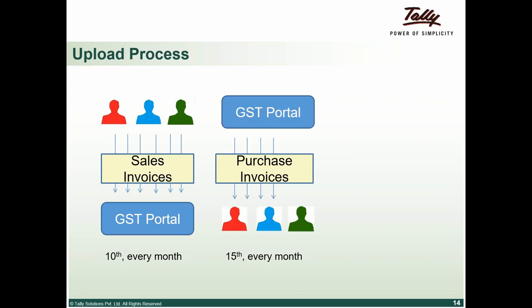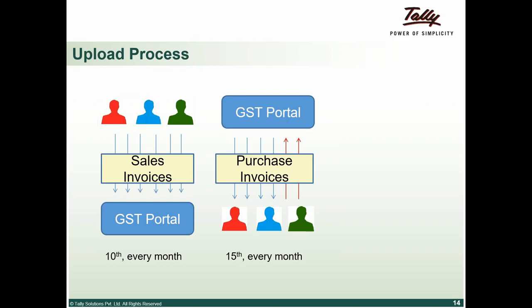Now from 11th onwards, the sales details that have been furnished in GSTR1 will automatically get auto-populated in GSTR2. What is GSTR2? It is the purchase detail or the inward supply detail. It will get automatically auto-populated. Whatever the selling dealer furnished, it will get auto-populated.